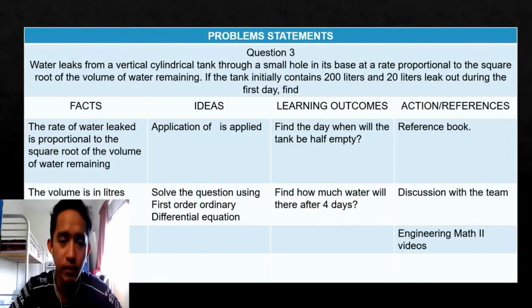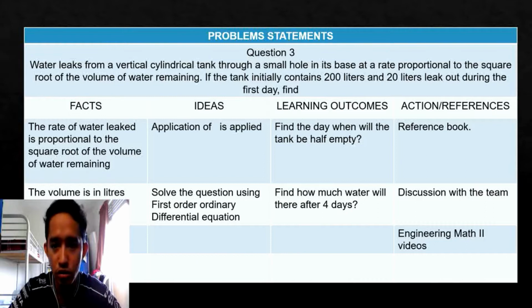As we can see, the problem statement of this question: water leaks from a vertical cylindrical tank through a small hole in its base at a rate proportional to the square root of the volume of water remaining. If the tank initially contained 200 litre and 20 litre leak out during the first day. We can see here there was a 200 litre tank that leaked 20 litres on the first day.